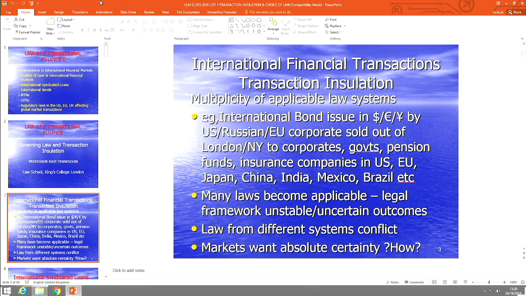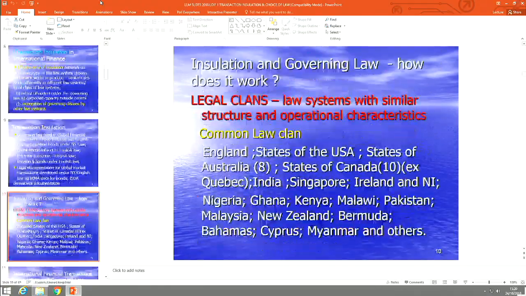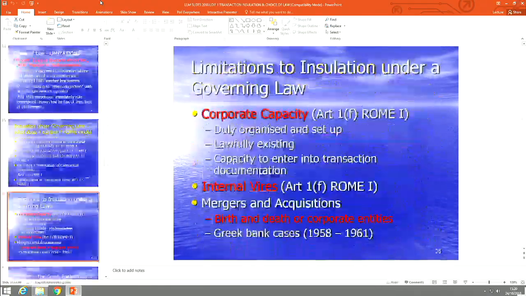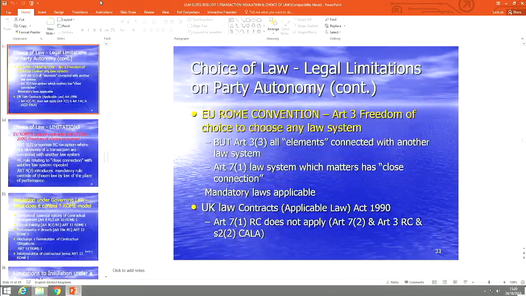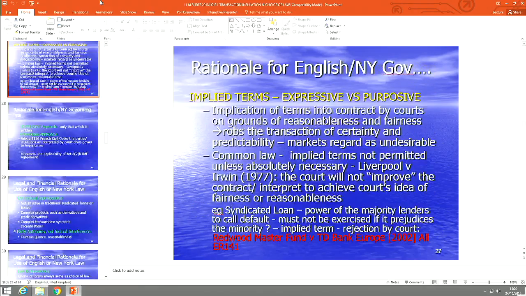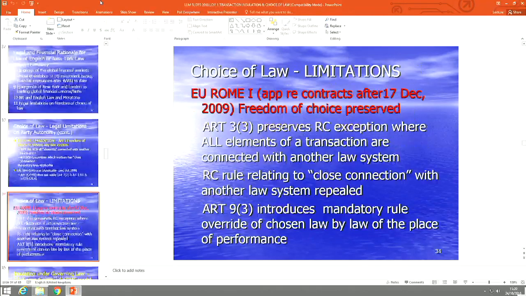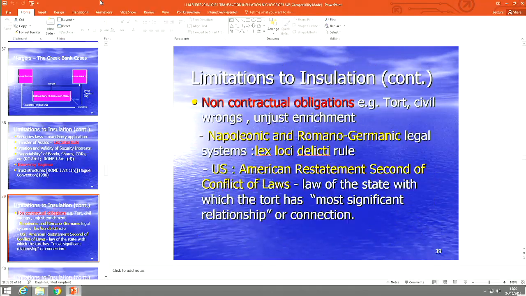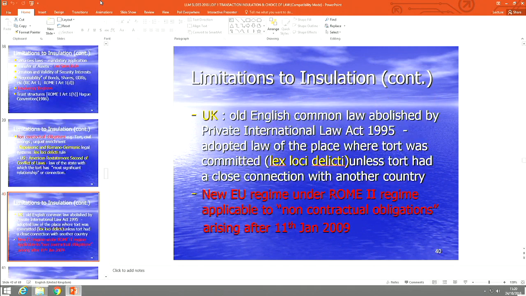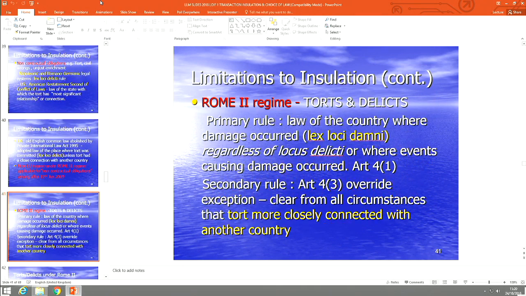Anybody got the article in front of you? Have you got it in front of you? Which is the article I was talking about, non-contractual obligations, and what I said to you guys was Article 4.3. Now have a look at 4.3. What does it say?